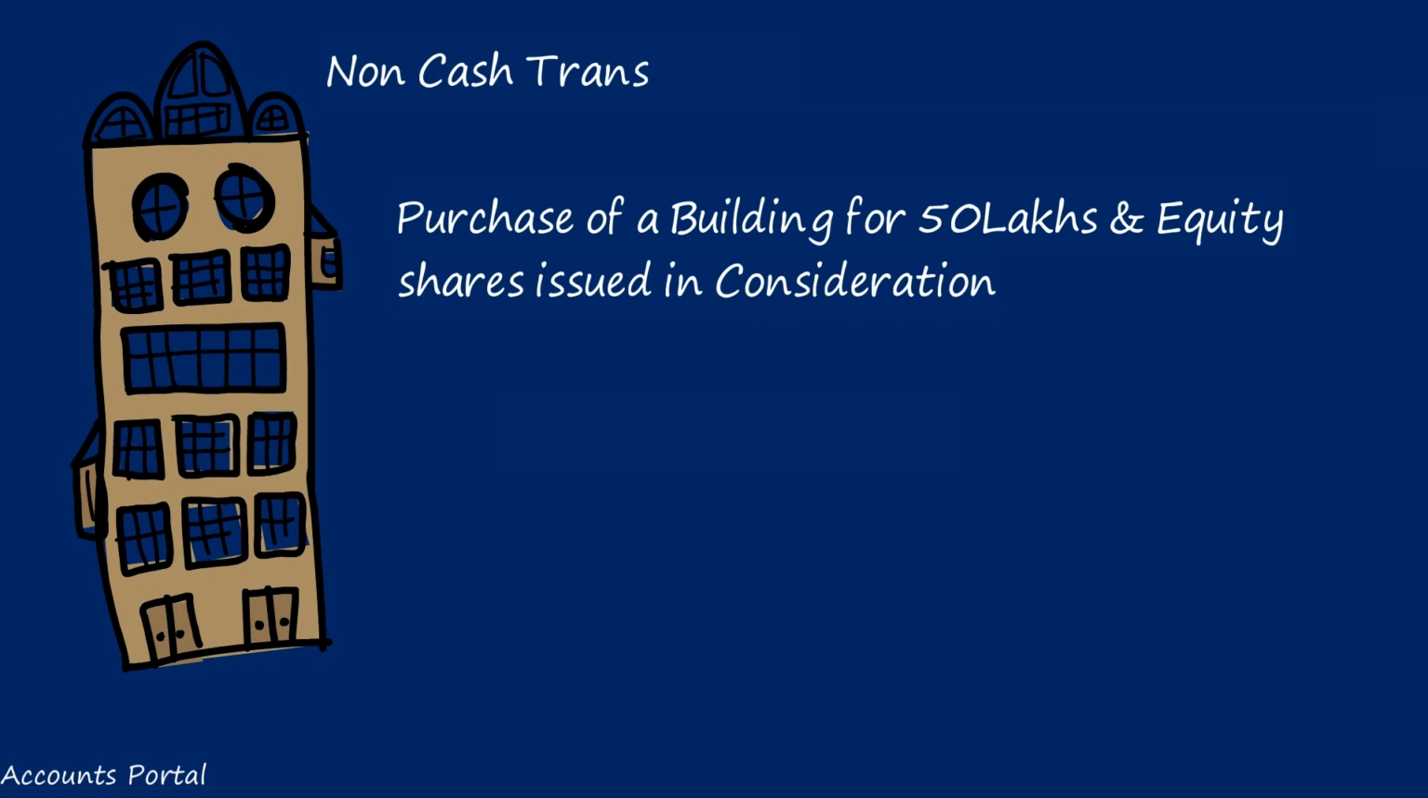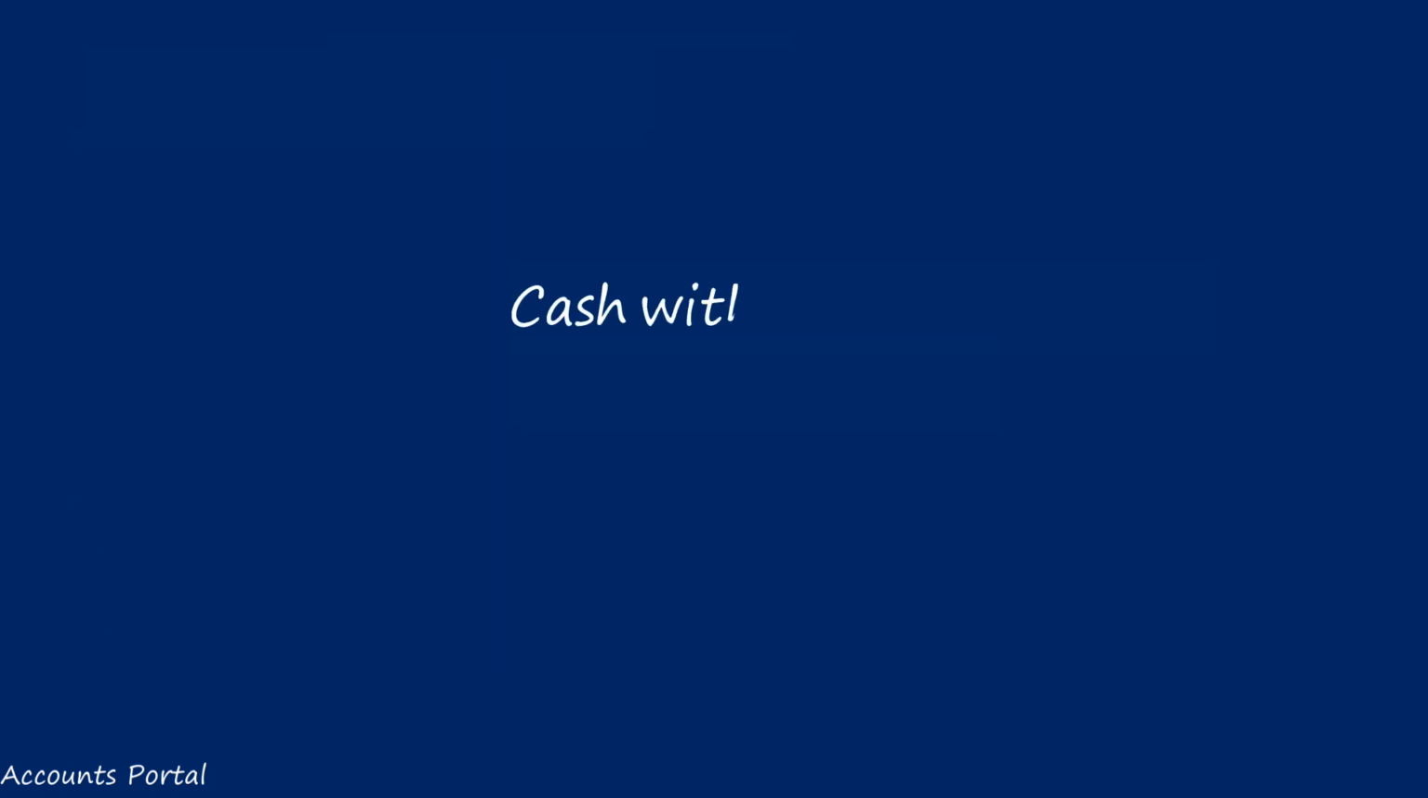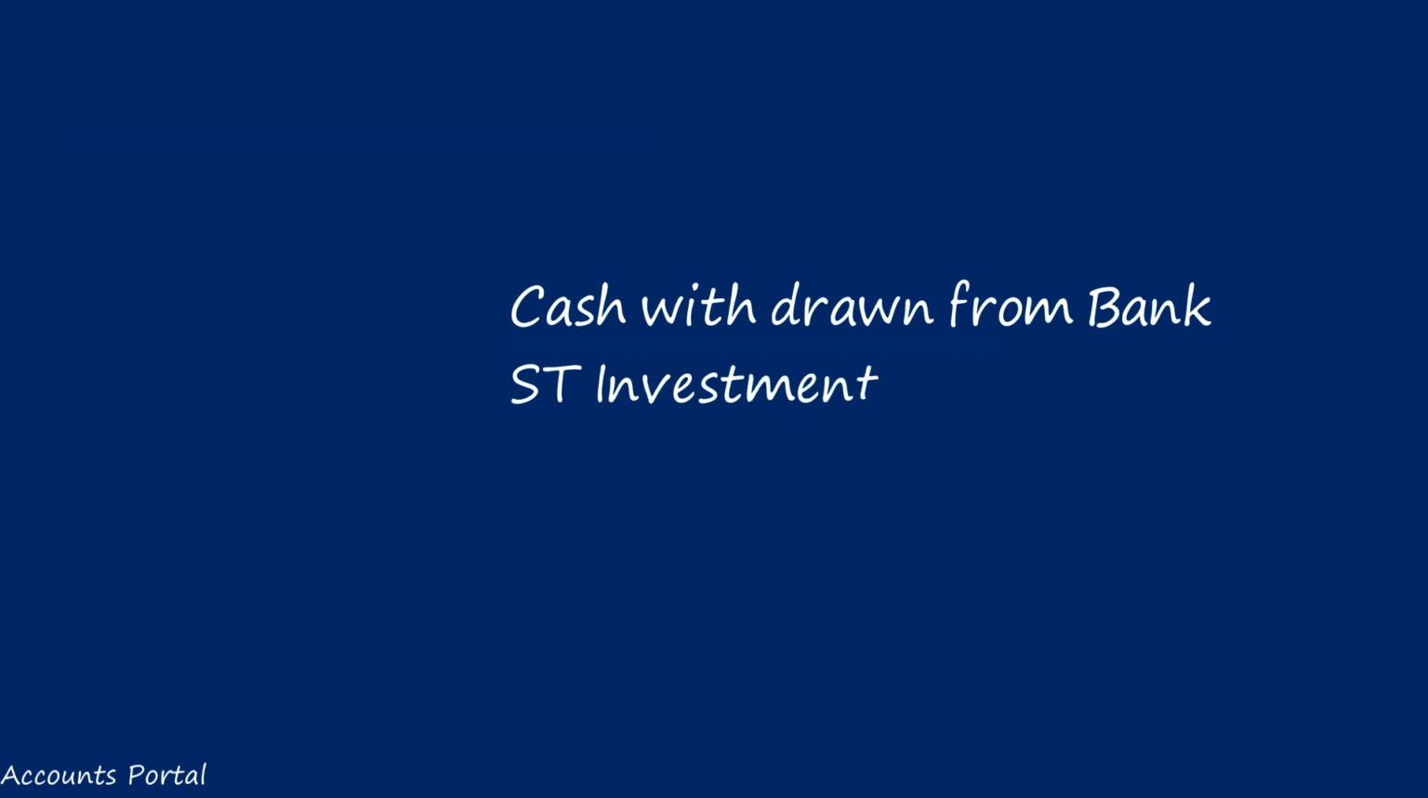Non-cash transactions should be disclosed by way of notes to the statement of cash flows. To come into cash flow, either cash should be on the debit side or the credit side. But there is an exception to this point, acquisition of stock. Third trap question: cash withdrawn from bank, or short-term marketable securities and short-term investments sold.